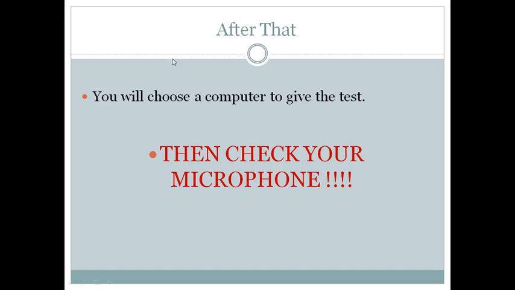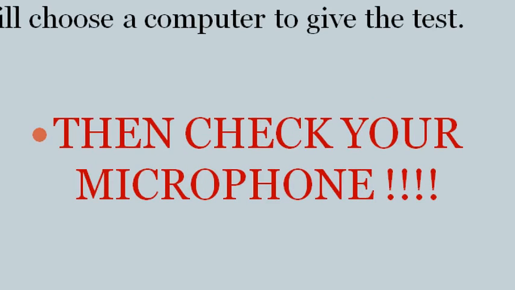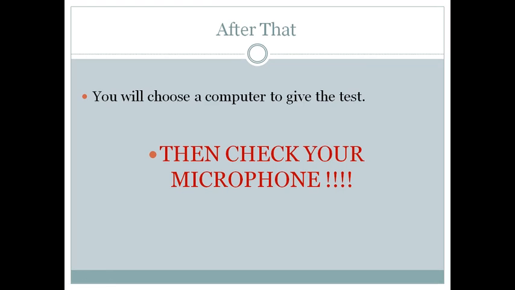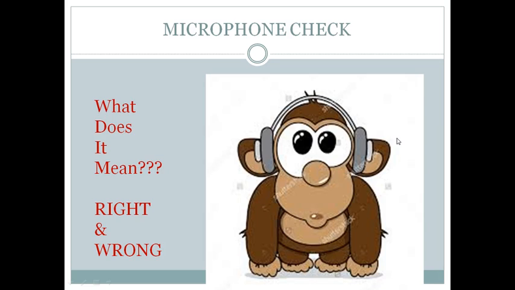Okay, cool. Now after that, you will choose a computer. Once you choose a computer, you'll sit down, and the key important thing is for you to check your microphone. Okay, please check your microphone. They might have some issues, and you might run into a bit of trouble later during the result period. All right, now microphone check. What does it mean, and what is the right and wrong way to do it? Okay, don't be a monkey.